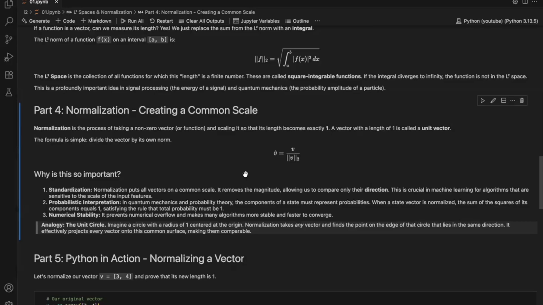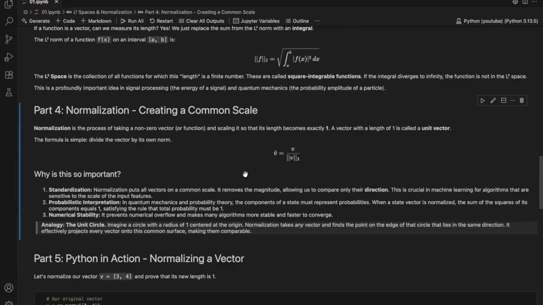The first one is standardization. It establishes a common scale for all vectors, removing the influence of magnitude to allow for the comparison of directionality alone. This is of critical importance in machine learning algorithms sensitive to feature scaling. The next key factor is probabilistic interpretation. In domains such as quantum mechanics, the components of a state vector must adhere to the axioms of probability. Normalization ensures that the sum of the squares of these components equals 1, consistent with the total probability of 1.